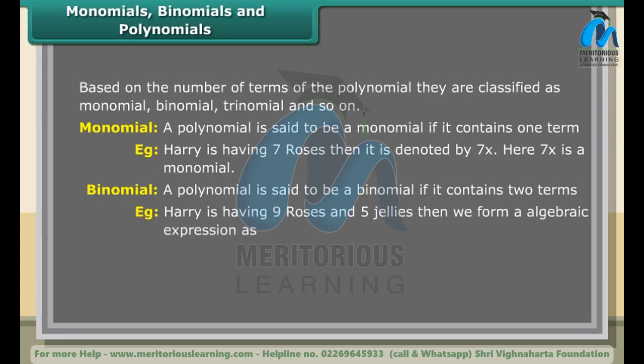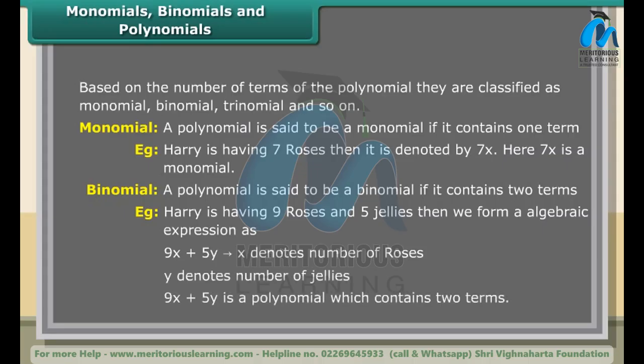Example, Harry is having 9 roses and 5 jellies. Then we form an algebraic expression as 9x plus 5y. x denotes the number of roses, y denotes the number of jellies. 9x plus 5y is a polynomial which contains 2 terms.